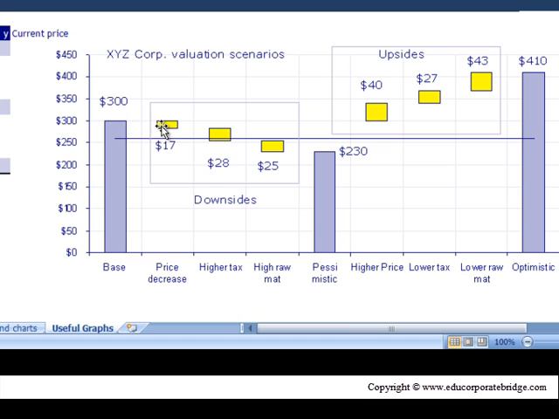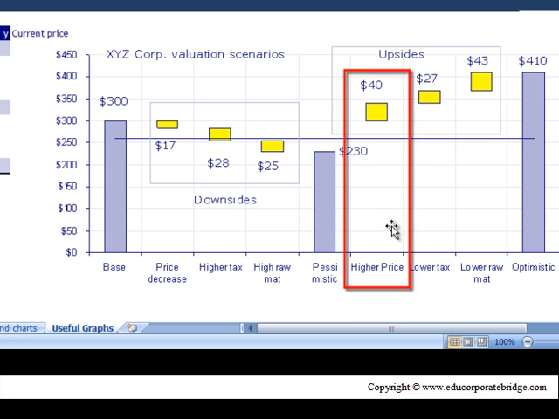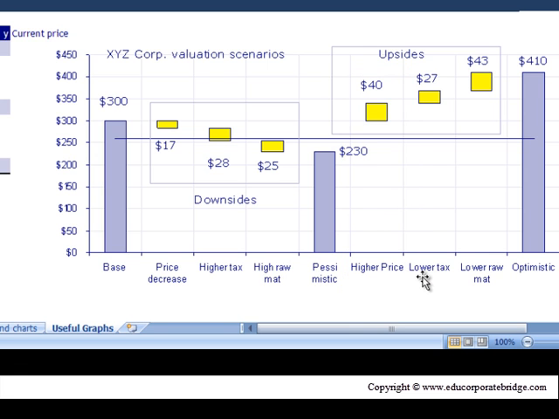Likewise, there can be a mix of downsides as well as upsides, but we want to show it exclusively. So let's say if there was a combination of higher prices, lower taxes and lower raw materials on the upside, these are the numbers to look at. 40 just because of higher prices, 27 because of lower taxes, and 43 because of lower raw materials.